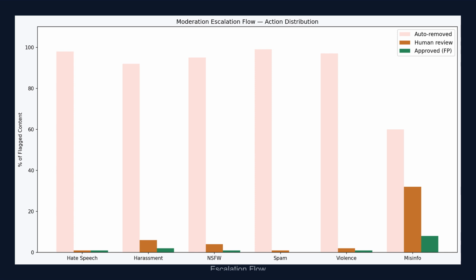What this tells you practically: if you're seeing too many false positives in a category, your confidence threshold for auto removal in that category is too low. If you're seeing too many misses, it's too high. The per category breakdown gives you the granularity to tune those thresholds independently rather than applying a single global cutoff.